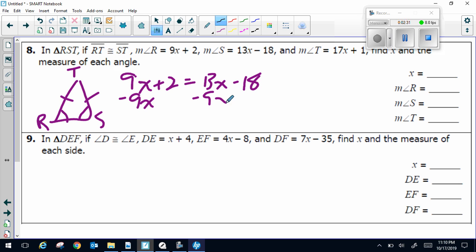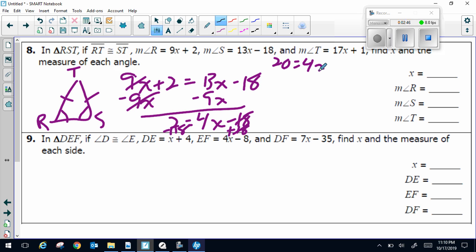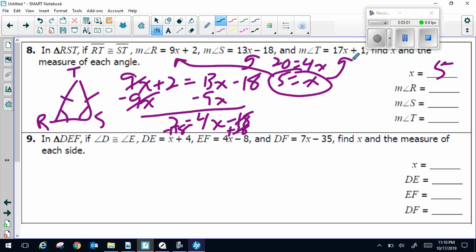So we're going to solve for x. I'm going to squeeze it in here as best as I can. So you get 20 is equal to 4x. So x is equal to 5. So we know x. x is 5. Okay? And then to find the measure of each one of those, you're going to substitute in for the x here, and the x over here. And that's how you get all three of those.